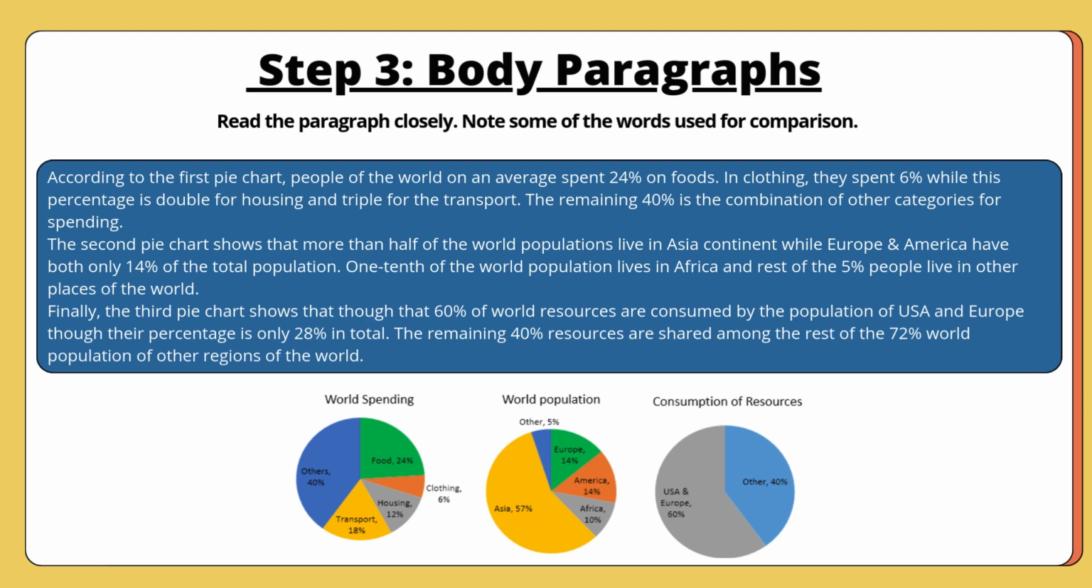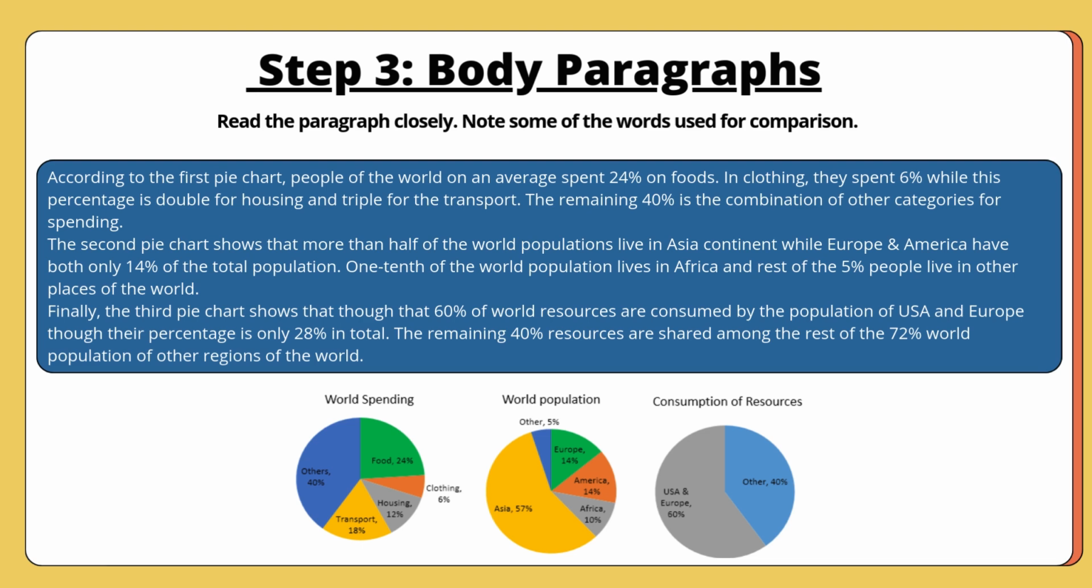The second pie chart shows that more than half of the world's population lives on the Asian continent, while Europe and America both have only 14% of the total population. One tenth of the world population lives in Africa, and the remaining 5% of people live in other places of the world.